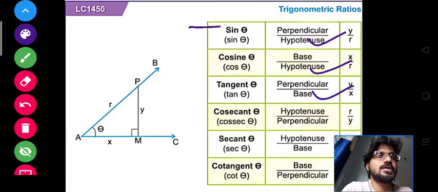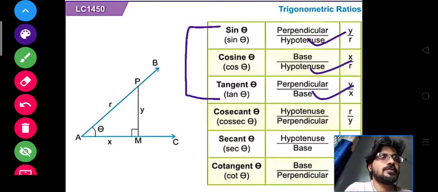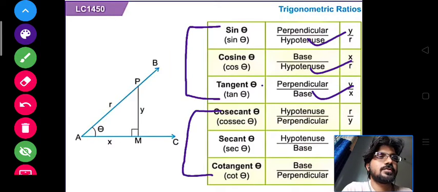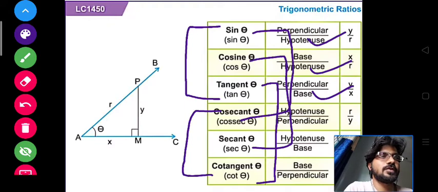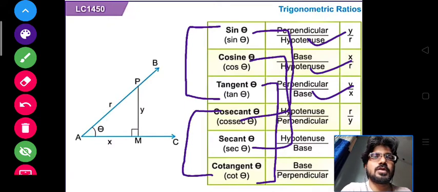With these three values, sine, cosine and tangent, we can also derive the opposite values. Tangent is the opposite of cotangent, secant is the opposite of cosine, and cosecant is the opposite of sine. So by reversing these values, we have these three values complementary to one another.